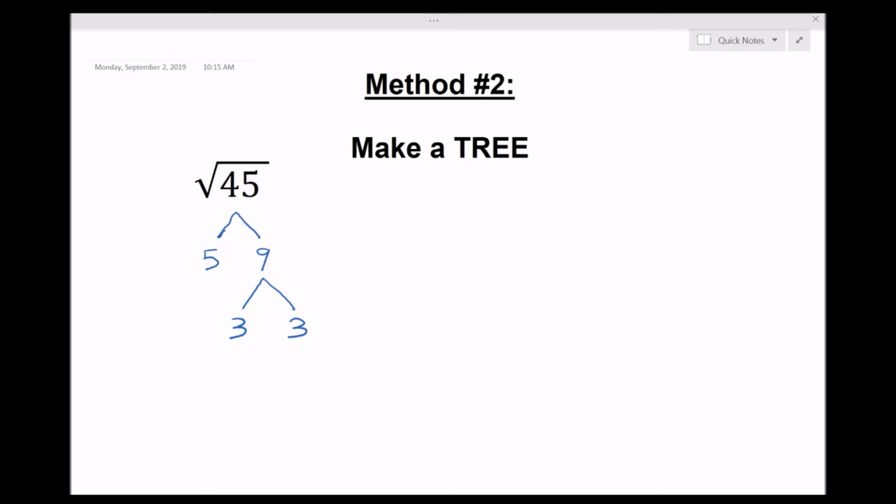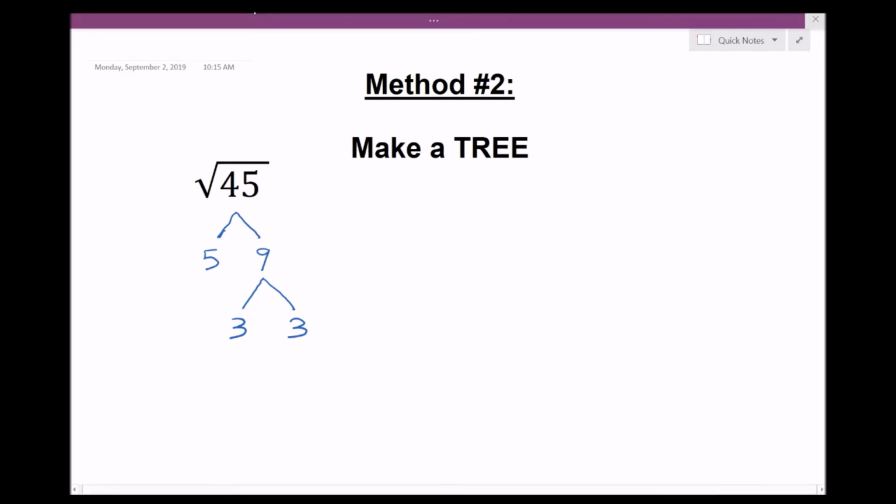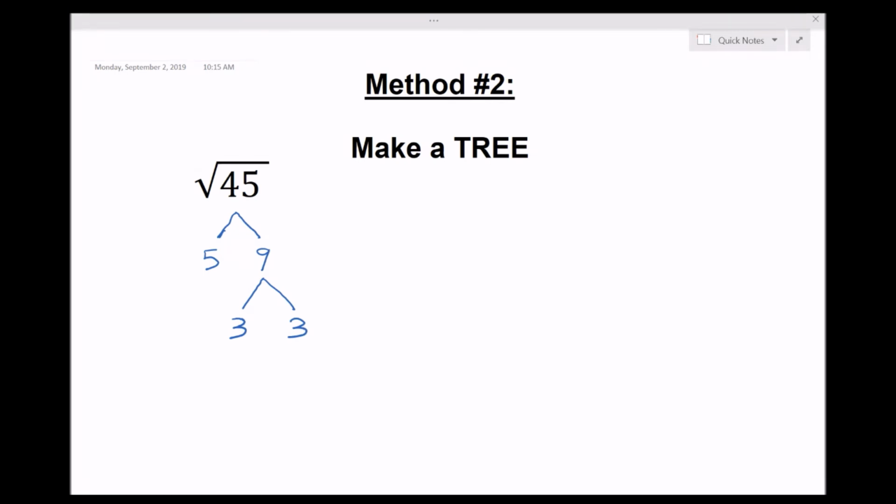Now we got 5, 3, and 3. Does 3 split any further? Does anything other than 1 go into 3? No. So now we're done, okay? This is our full tree. 45 has split into what I call ending branches, 5, 3, and 3. So there's these ending branches right here, right?